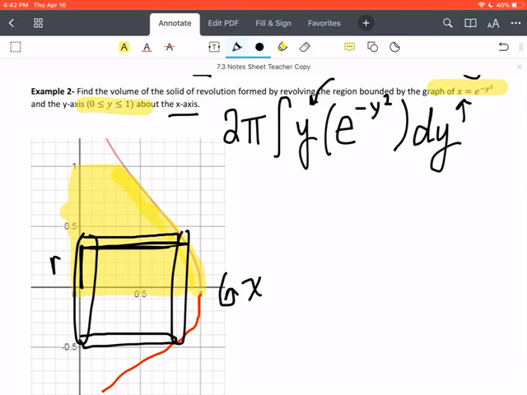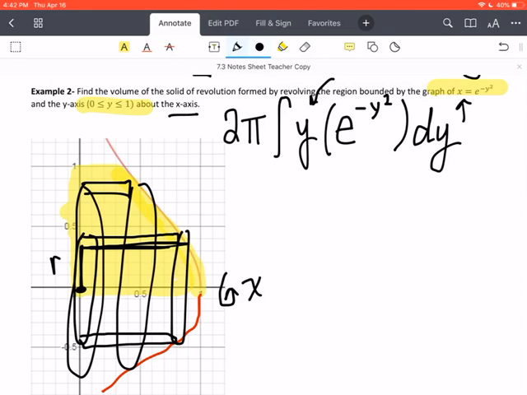We need to figure out where our cylinders are going to start and where they are going to stop. Well, I could draw a cylinder out here, and I could rotate it all the way. So where do I draw my last cylinder? Right here. So remember, your limits of integration come from the opposite axis than your revolution for cylindrical shells.